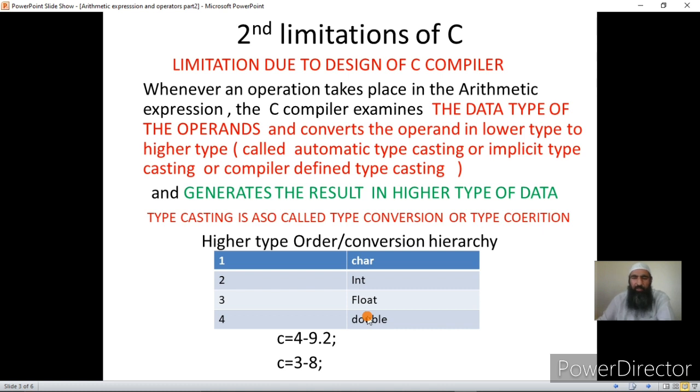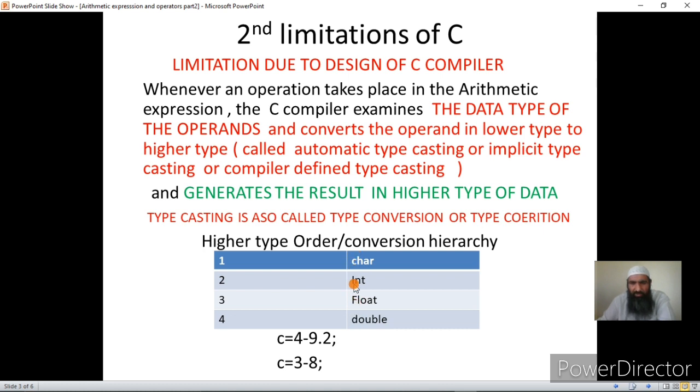I hope it's clear. Now the highest data type available according to this table is the double, and the lowest is the char. As we go from serial number 1 to serial number 4, the data type value increases. That is, int is a higher data type than character, float is a higher data type than character, double is a higher data type than character. Similarly, int is a higher data type than character, but int is a lower data type than float. So this is in increasing order.